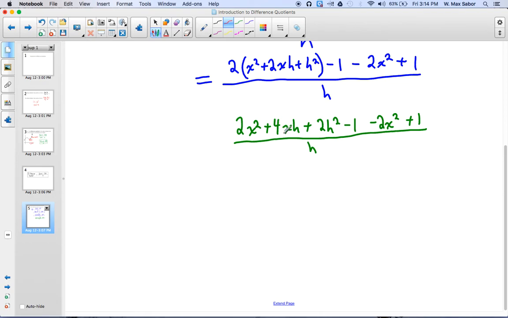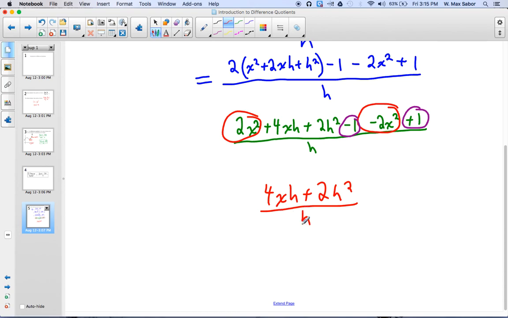Where are our like terms? I see positive 2x squared and negative 2x squared add to 0. We also have negative 1 and positive 1 add to 0. So we're left with 4xh plus 2h squared over h. And these are both divisible by h, so we can divide out h and get 4x plus 2h is our difference quotient.